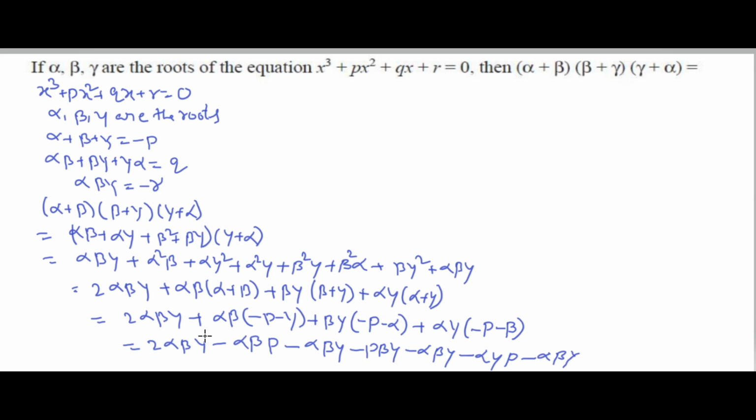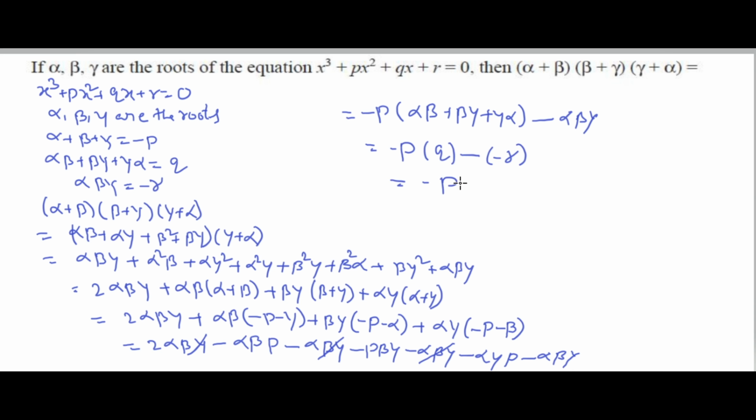Here we have 2 alpha beta gamma and minus alpha beta gamma and minus alpha beta gamma, which cancel. That is equal to, take minus p common, minus p into alpha beta plus beta gamma plus gamma alpha, minus alpha beta gamma. That is equal to minus p into, this value is q, and minus alpha beta gamma is minus r, that is equal to minus pq plus r, that is equal to r minus pq. This is the answer.